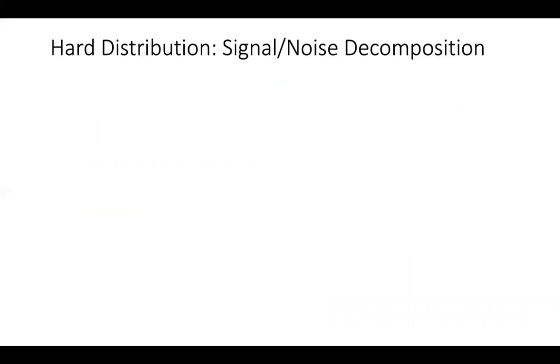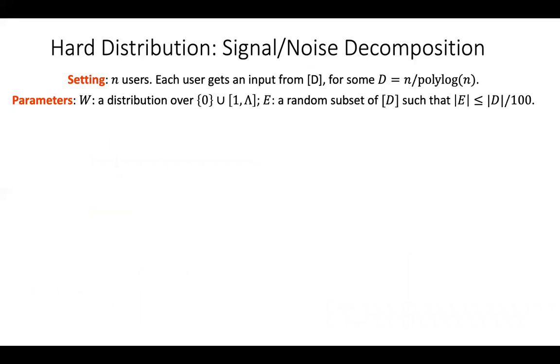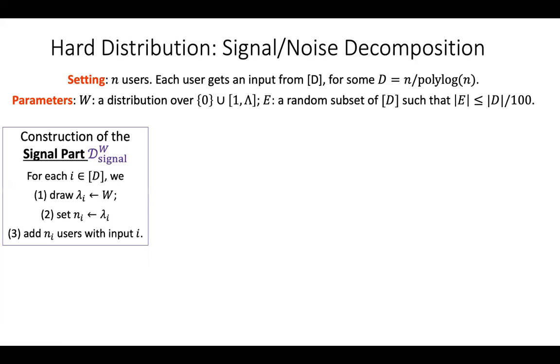We'll use the signal noise decomposition to prove a lower bound. The setting here is that there are n users, and each one gets an input from 1 to d, for some d equals n by polylog n. W is a distribution over 0 union with 1 to the lambda. W is either U or V. And E is a random subset of D, such that the size of E is at most D by 100. So we first construct the signal part.